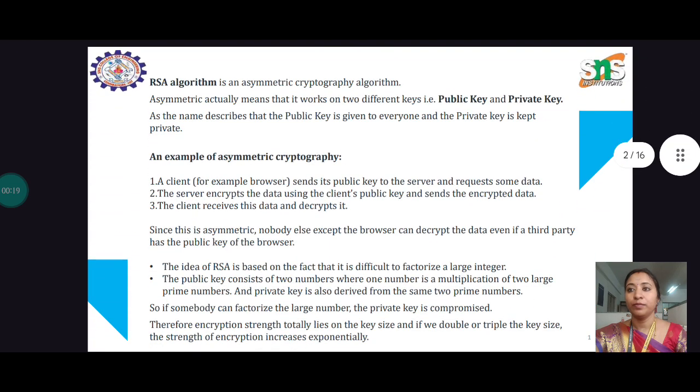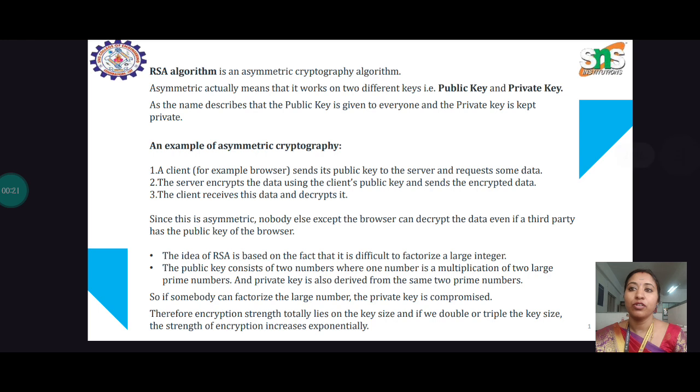First, the RSA algorithm. The RSA algorithm is an asymmetric algorithm. Asymmetric means it has two types of keys: one is the private key and the other is the public key. As the name describes, the public key is given to everyone, and the private key is given only to the desired person.